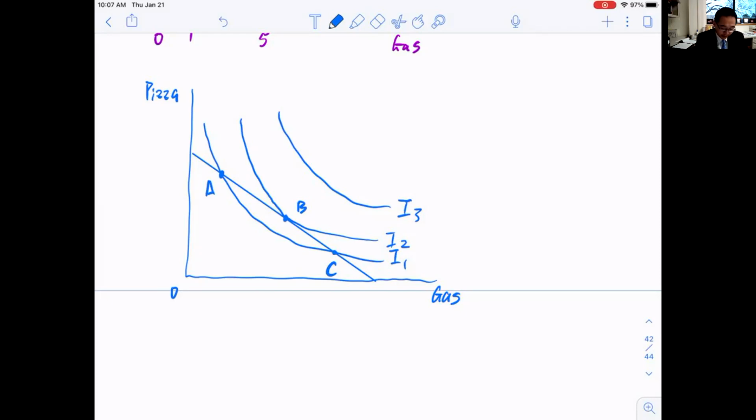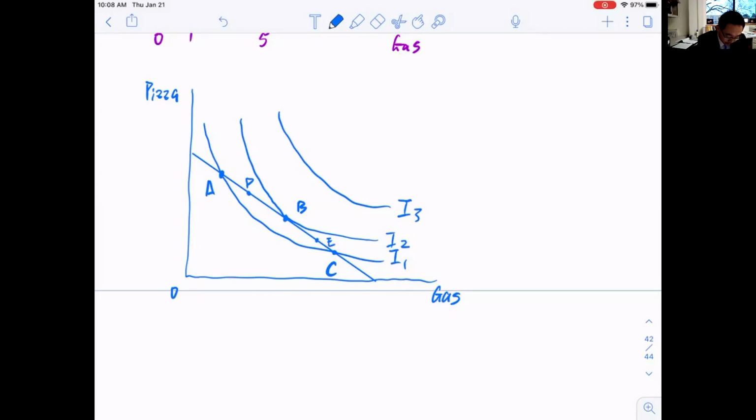Okay. So in fact, B, since it's the tangent point, is the only point where I2 is touching your budget constraint. So this is as high of a utility as you can get given your budget, right? Because any other point on your budget constraint, if you are right here, call this point D. D is going to be higher than I1, but lower than I2. So B is still better, right? Any point here, call this E. E is still not as good as I2.